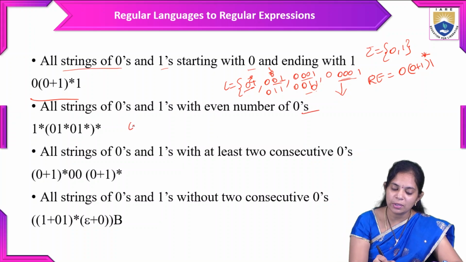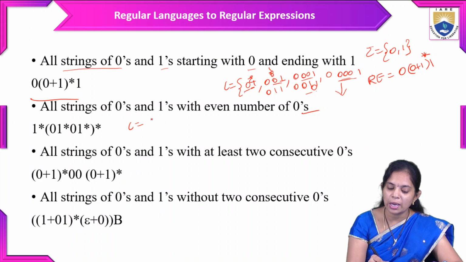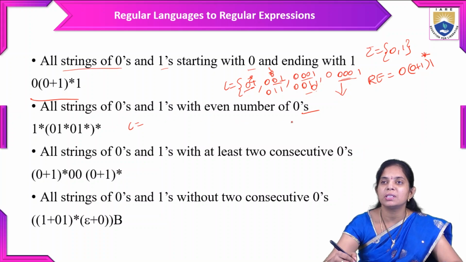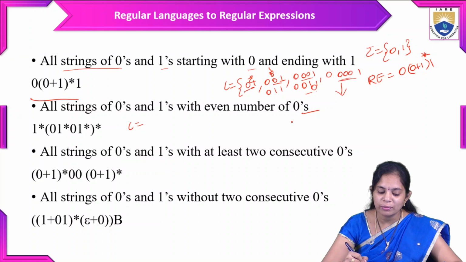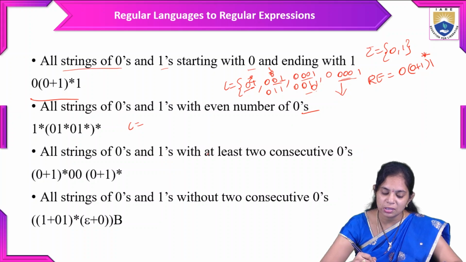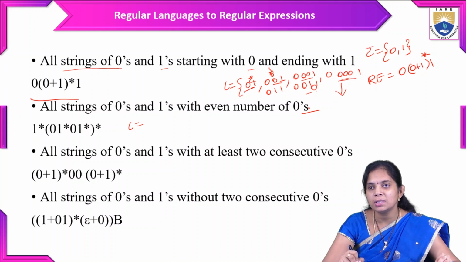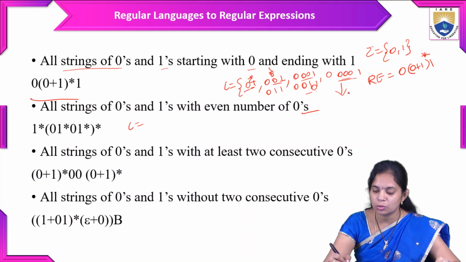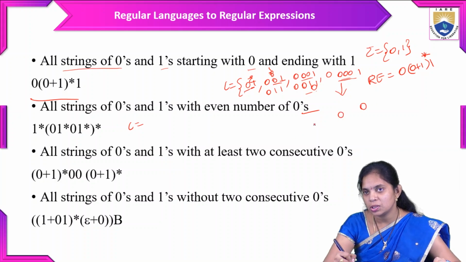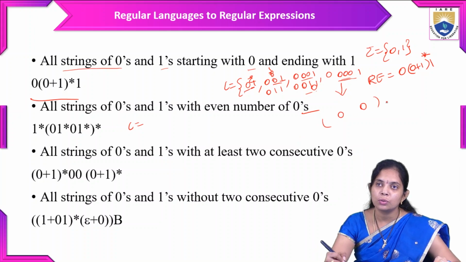So here the language will elaborate first: all strings of zeros and ones with an even number of zeros. An even number of zeros is nothing but every time the string must have two zeros, so we need to include two zeros in the string.